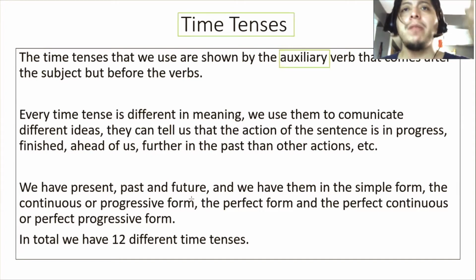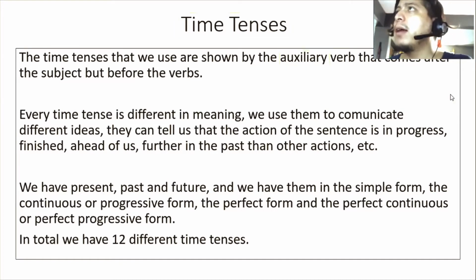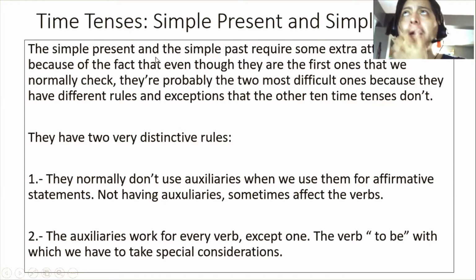Then we have the present, the past, and the future, but in perfect form. We have the present perfect, the past perfect, and the future perfect. And finally, we have the perfect continuous, again, or perfect progressive forms. We have present perfect continuous, past perfect continuous, and future perfect continuous. So we have in total 12 time tenses. We're going to be checking all of them and what they mean and when we use each one and stuff like that, okay? So we're going to start with the simple present and the simple past.